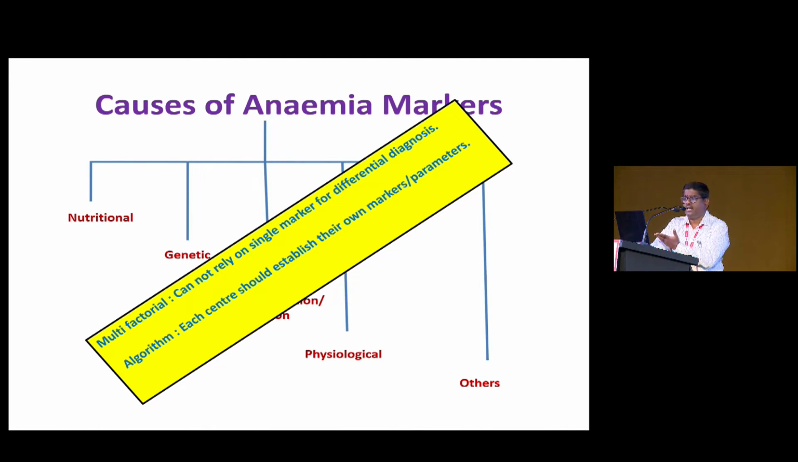Even in India, if you go to Orissa, thalassemia is common. In my place, Pondicherry, alcoholism is very common, and we have malaria as well as filaria there. So we should have our own laboratory setup with the available markers to differentiate anemia.